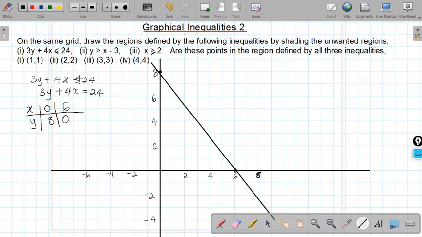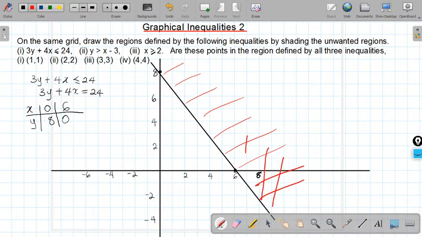So where are we going to shade? We said 3y plus 4x is less than or equal to 24. All these places are less than or equal to 24, so all these other places are greater than. We shade the unwanted part, the one that is greater than 24. So I will shade this part that is greater than 24, because what we need are the parts that are less than 24.